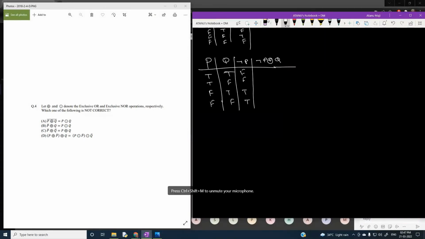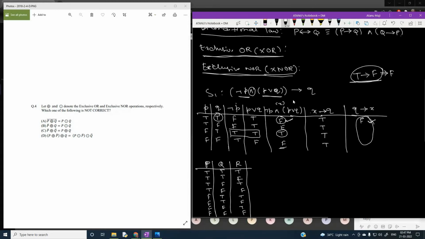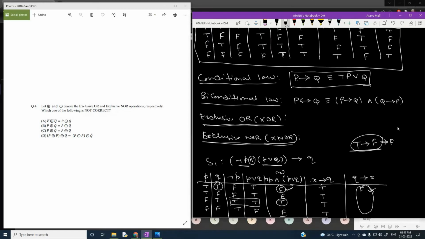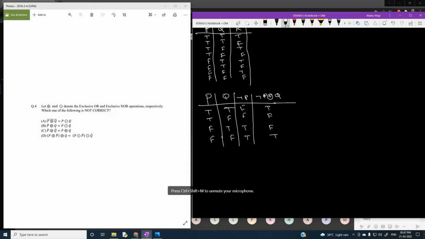So you can see for the first row, one is true, one is false. Exactly one is true, so the result should be true. Next, both are false, so the result should definitely be false. Next one, both are true also, and for that also the result should be false. And for the last one, we are getting one true, one false, so definitely that is true. And I think it is exactly the same as, yeah, not. Okay, so that means we are getting negation of P XOR Q, which is exactly the same as P NOR Q.